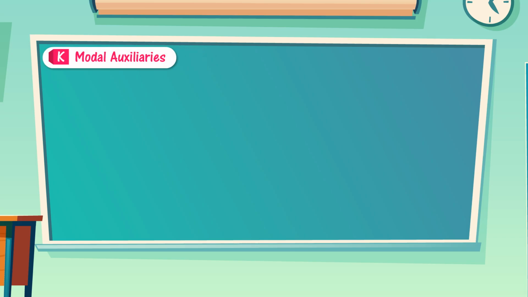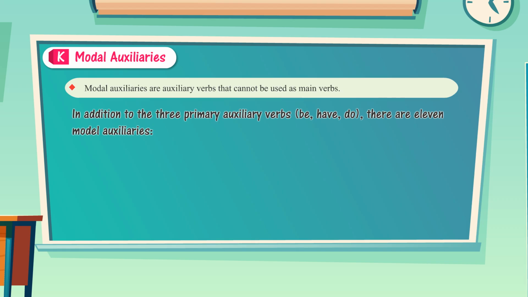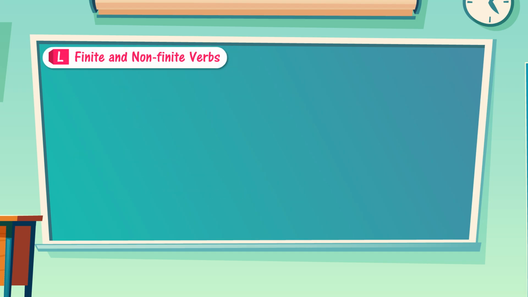K. Modal auxiliaries. Modal auxiliaries are auxiliary verbs that cannot be used as main verbs. In addition to the 3 primary auxiliary verbs, be, have, do, there are 11 modal auxiliaries: will, shall, can, may, must, ought to, would, should, could, might, used to. Modal auxiliaries can never stand alone in a sentence.